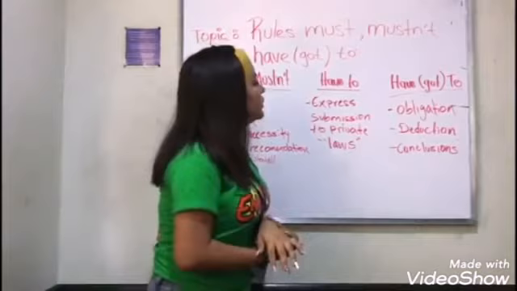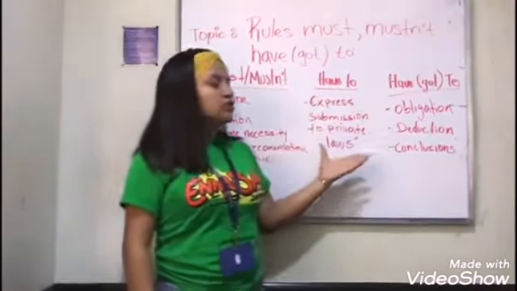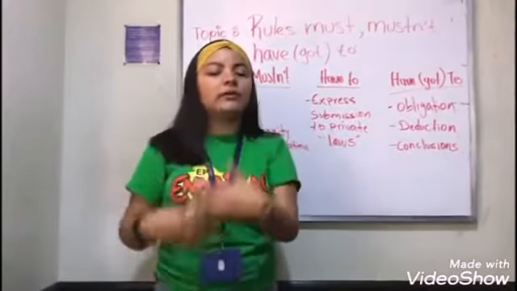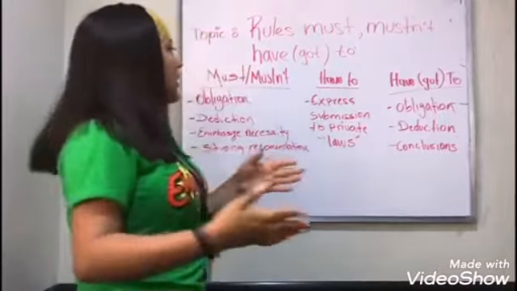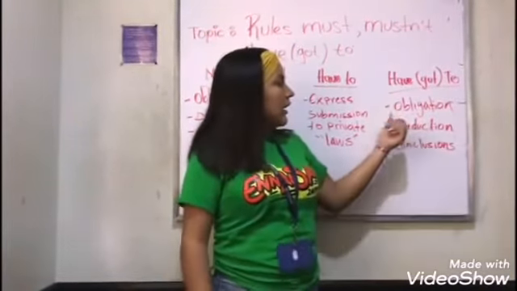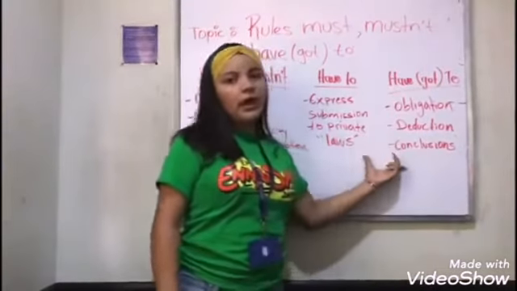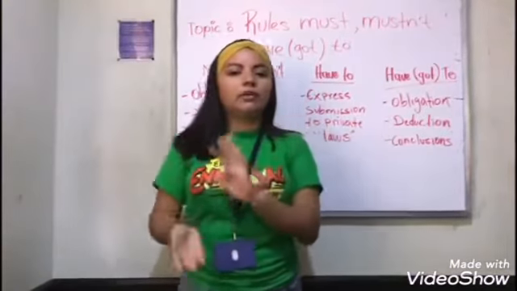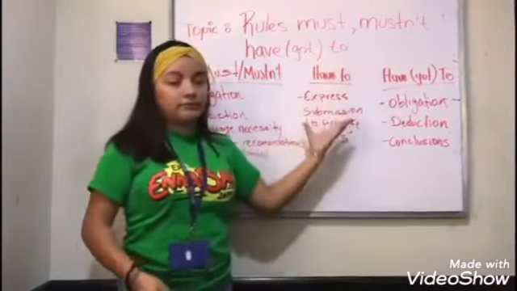And we have to know about have to. Have to expresses submission to prevailing law. I mean, you have to do something, but you are not obligated to do that. And have got to is obligation, deduction and conclusion. Both are the same, but have got to is more informal than have to.